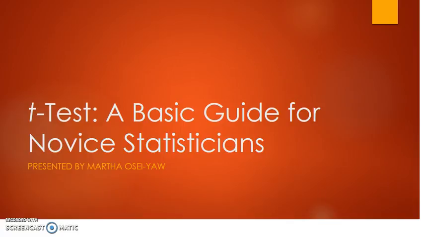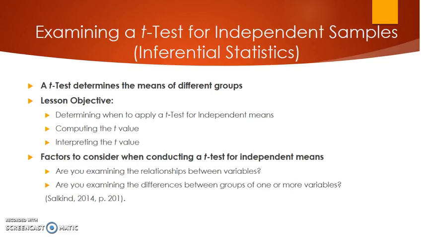This presentation is a basic guide on t-tests for independent means for novice statisticians. Simply speaking, a t-test determines the means of different groups. In this presentation, you'll be able to determine when to apply a t-test for independent means. You'll also get an idea of how to compute and interpret the t-value. You will also explore some of the factors to consider when conducting a t-test for independent means.